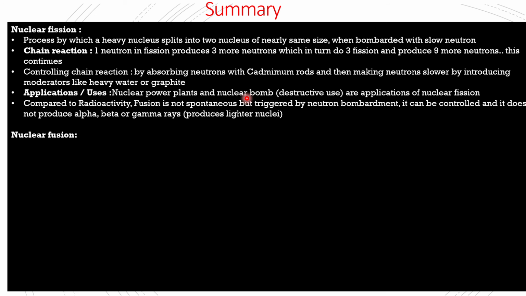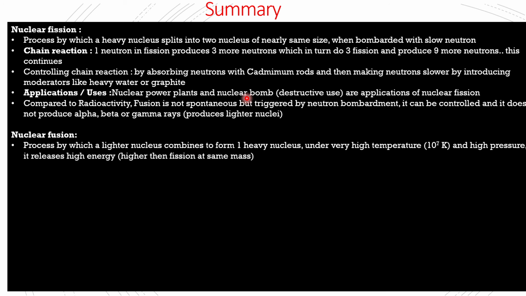Let's talk about fusion. Fusion is a case where two lighter nuclei combine to form one heavy nucleus. But the most important point is it requires very difficult conditions like high temperature in the range of 10 raised to the power 7 Kelvin and very high pressure. It does produce a lot of energy. More energy than any of the two other processes that we talked about when we are talking at the same mass.